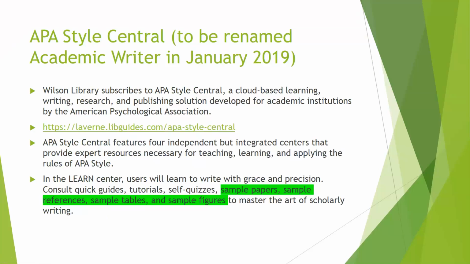In the Learn Center, you'll learn how to write with grace and precision. There are things called quick guides, tutorials, and self-quizzes, which will help you learn. And then there are also sample papers, sample references, sample tables, and sample figures. That way you'll get a visual example of different ways that you can put together your APA paper, especially when you need help with tables and figures. I know sometimes that can be a confusing part.